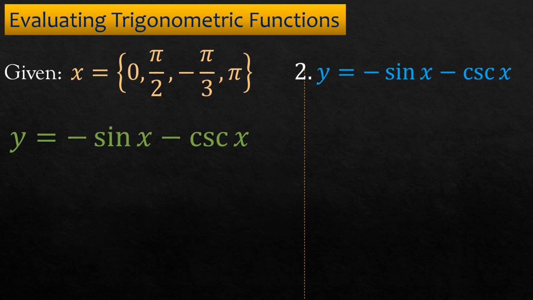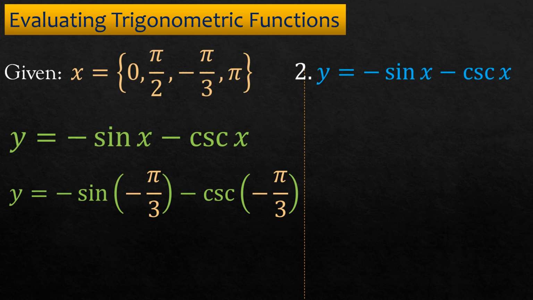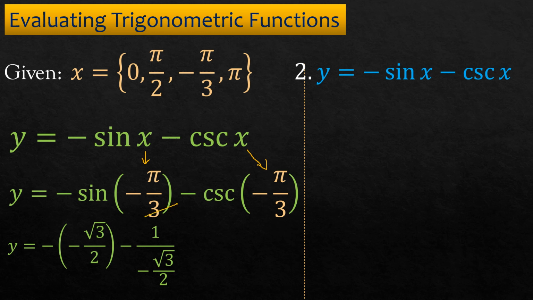So what about if we have x that is negative pi over 3? So substituting x here with negative pi over 3 will now give us y that is equal to negative sine negative pi over 3 minus cosecant of negative pi over 3. Okay, that is in radian. And negative pi over 3 is equal to negative 60 degrees. Now, using your calculator, if you want to use radian, then the calculator must be in radian. Or if you want degrees, then the calculator must be in degrees.